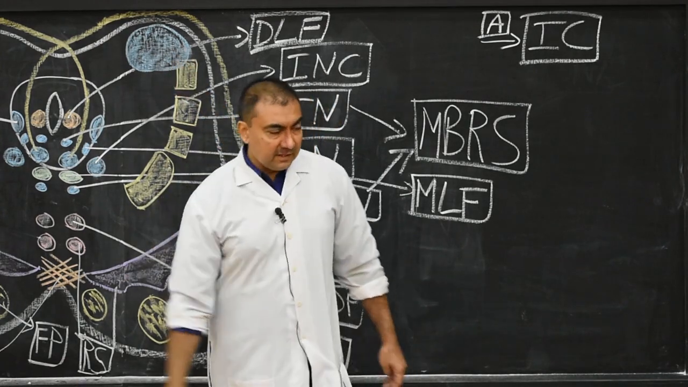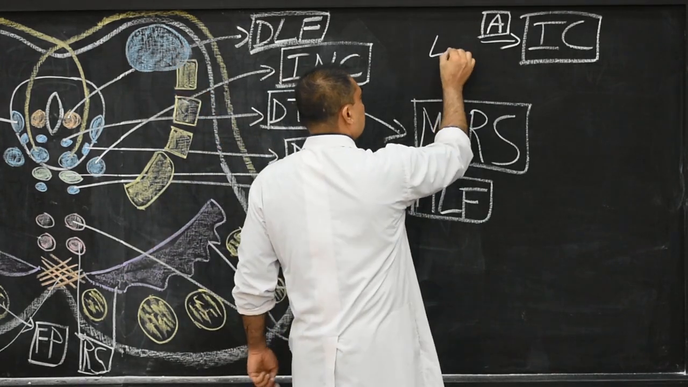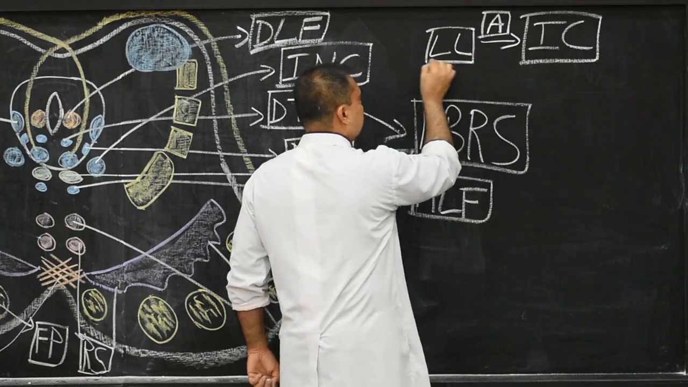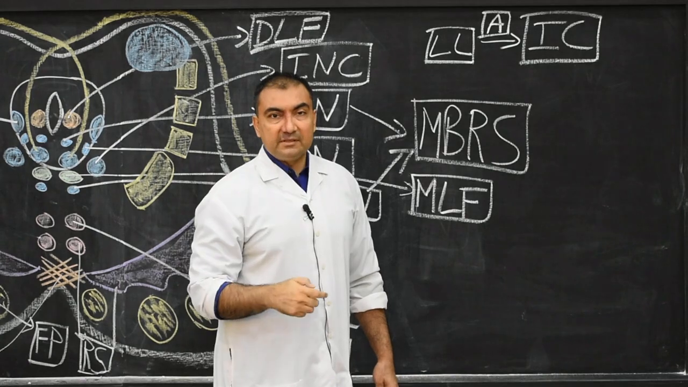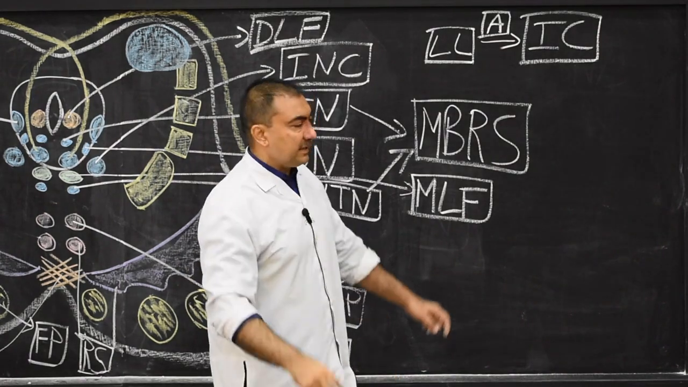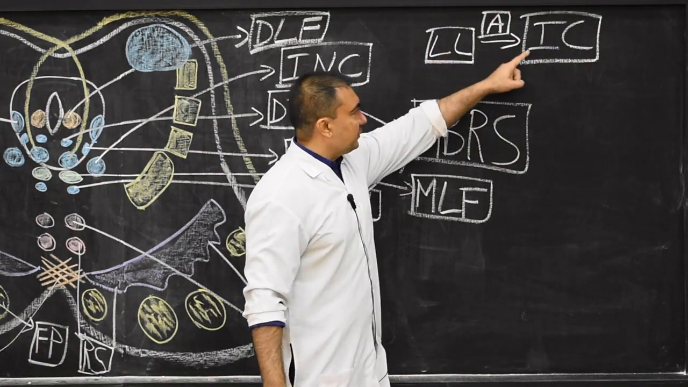So first it will receive fibers from lateral lemniscus. And what is lateral lemniscus carrying? The main portion, which is auditory impulses. So auditory sensations, auditory impulses are carried by lateral lemniscus directly into inferior colliculus.